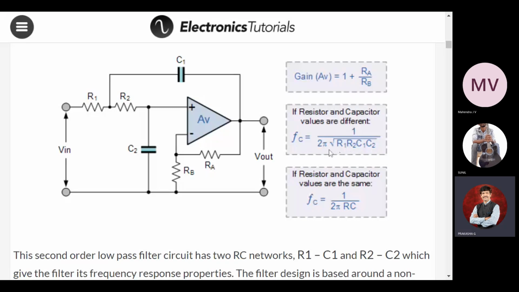So the cutoff frequency is 1/(2π√(R1 R2 C1 C2)). R1, R2, C1, C2 is what we are using. Same thing, we can go for that one.